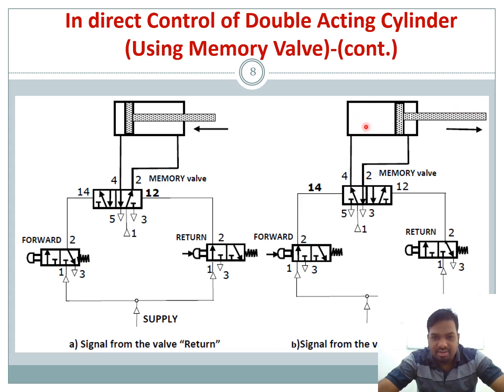Once it extends, even though this push button is released, your cylinder still will be in an actuated position until you press the return push button. That's why we call this kind of setup a memory valve. Memory valve means you are giving two pneumatic inputs to your 5/2 valve. Whenever the 5/2 valve has two pneumatic inputs from port 12 and also port 14, that means it's a memory valve. You can see here, once you press the return push button, your cylinder will start to retract.